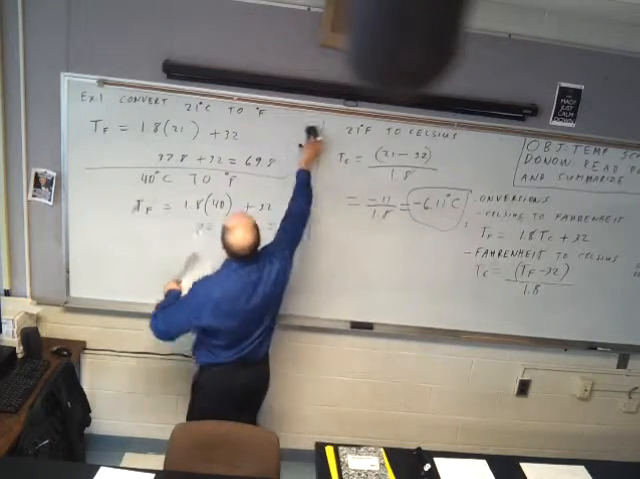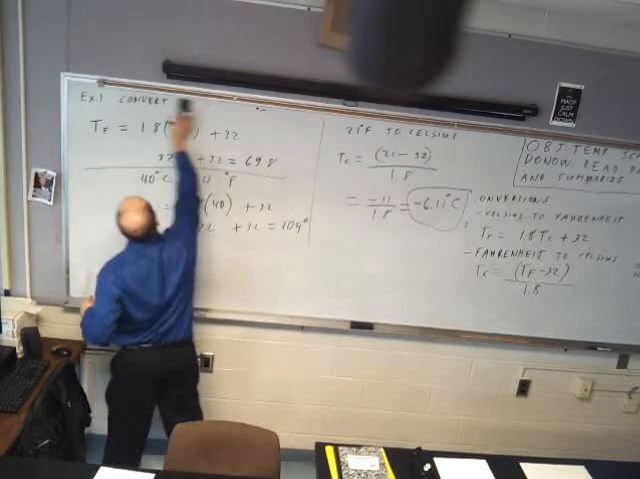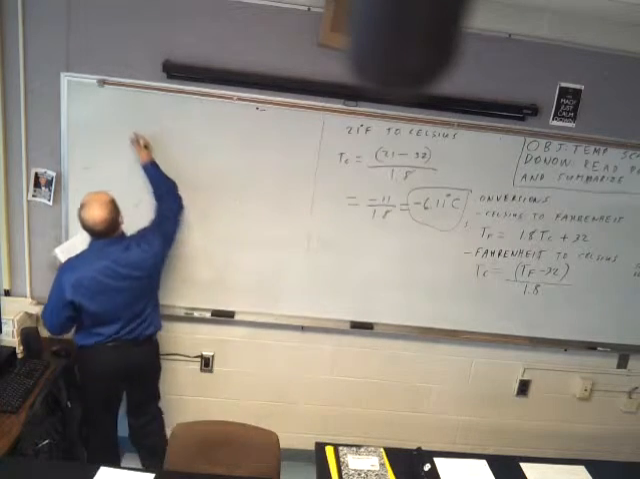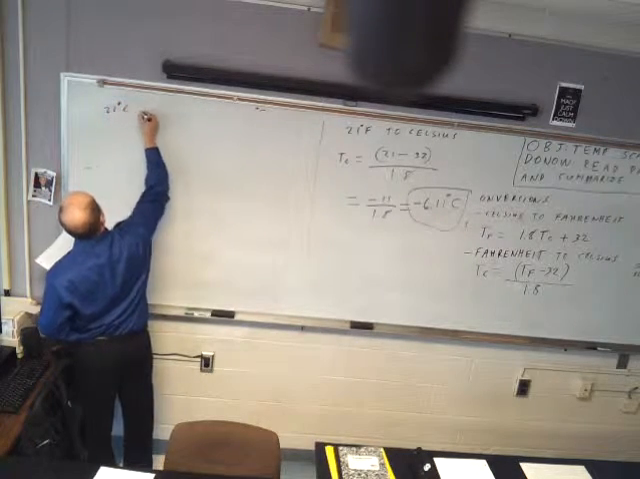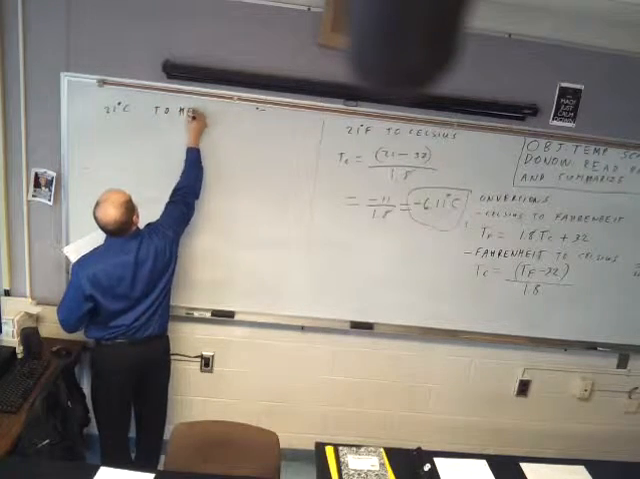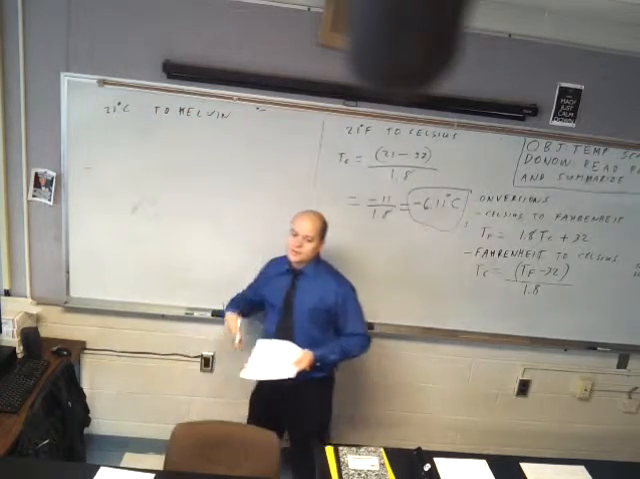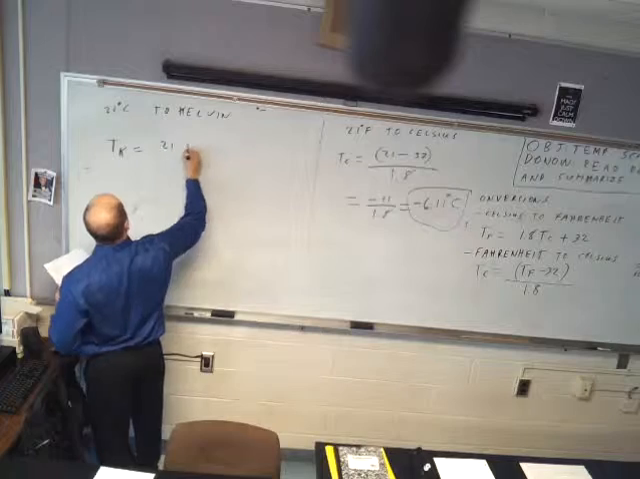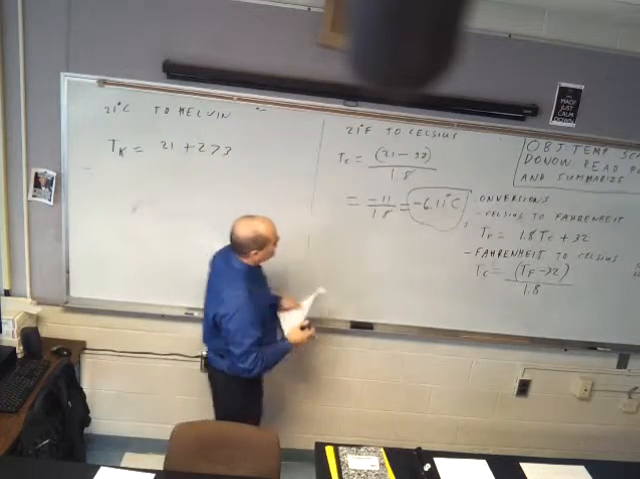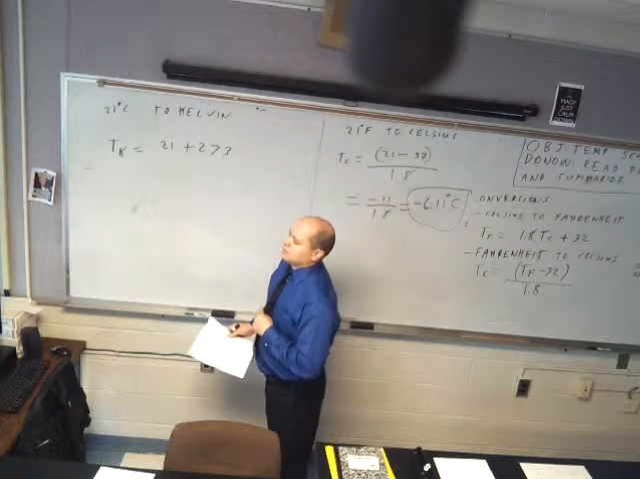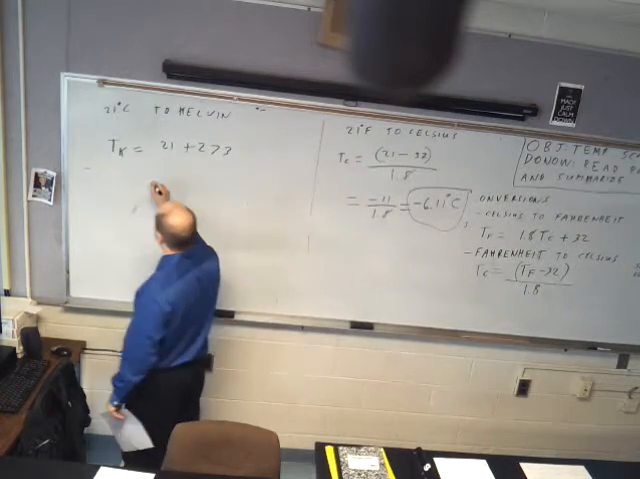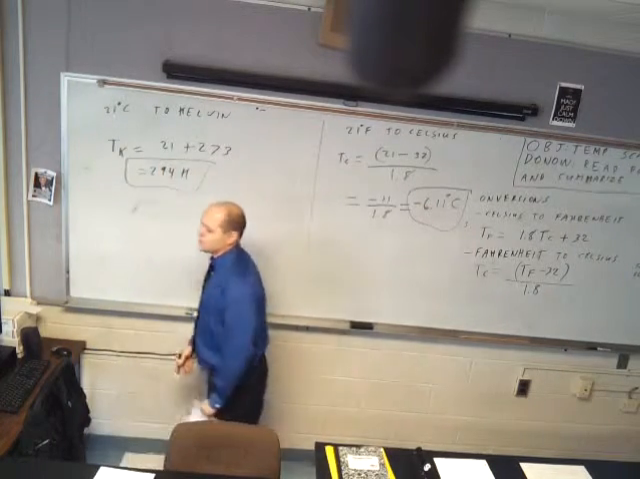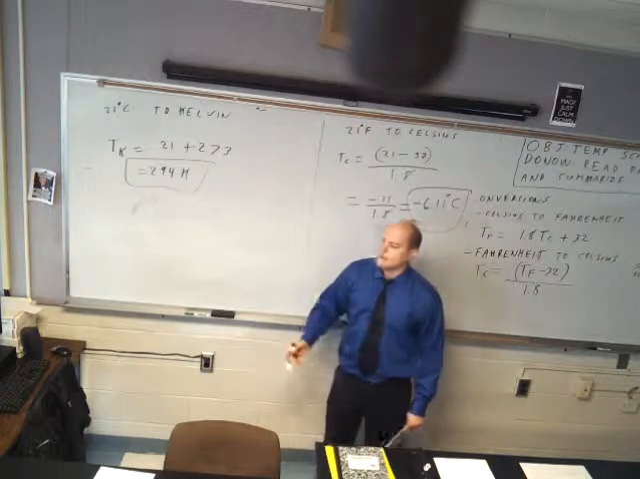Let's do one with Celsius to Kelvin. This is really simple, but just to make sure you get the point. Let's say it's 21 degrees Celsius and we want to go to Kelvin. We write TK, temperature in Kelvin, equals temperature in Celsius plus 273. That's just 294. It's always that easy with Kelvin. You always just add 273.